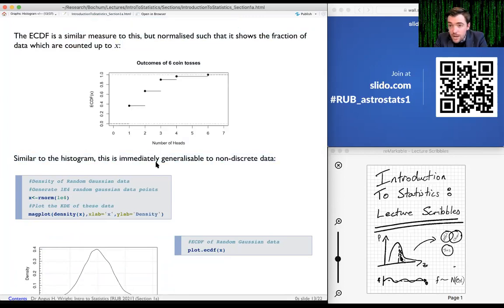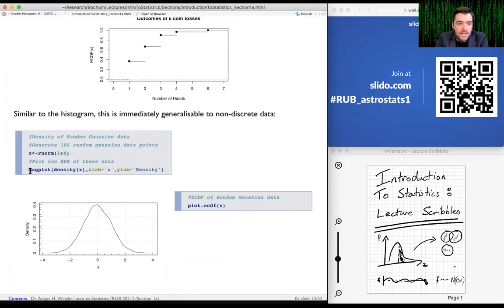Similar to what we saw with the histogram, we can generalize the empirical cumulative distribution function to continuous data, because it basically does exactly the same computation, but for the continuous data set that we have. You can take, for example, a continuous distribution of data, which I've shown here using the kernel density estimate of a bunch of randomly distributed data. Here I've used the random normal function in R to generate 10,000 random normally distributed data points. Then I've used magplot to plot the kernel density estimate, using this function called density. And I've labeled my axes, as you always should. You can see the KDE here, and for some reason the plot hasn't shown up.